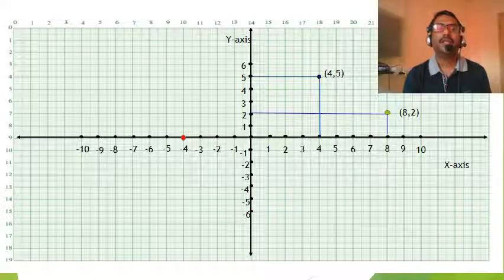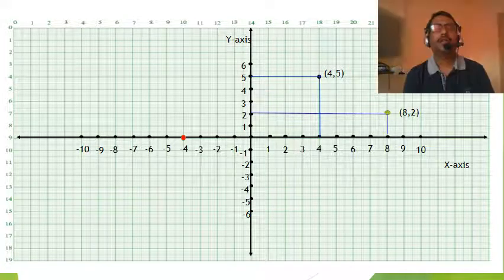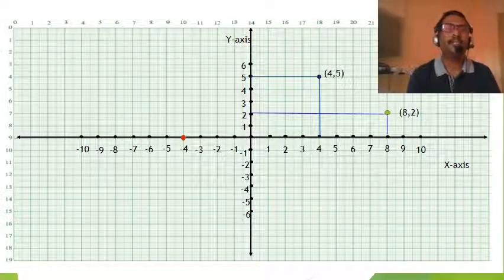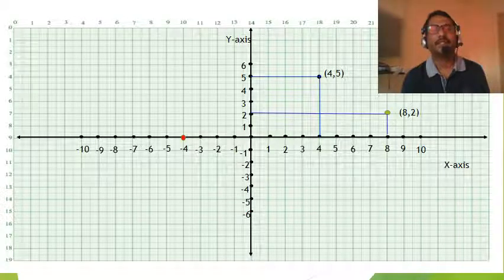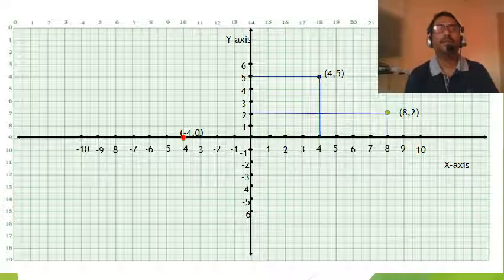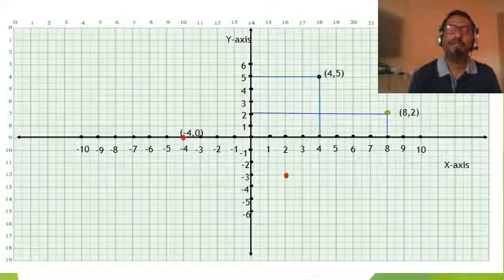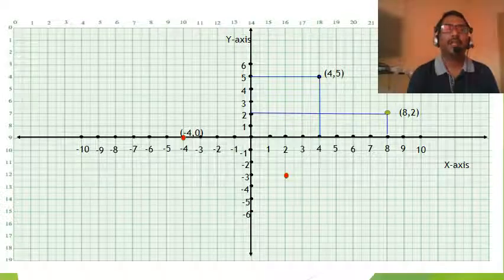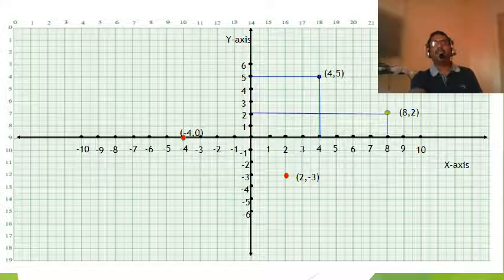Similarly, take this point here, a red point. The coordinate of this point, can anybody tell me? Correct. It is -4, 0. Now we will take one more point here. Can anybody tell me its coordinate? Correct. It is 2 and -3.